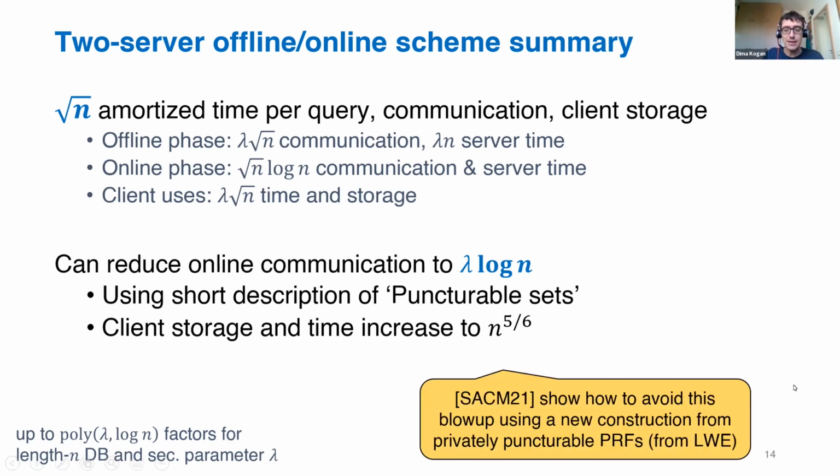And very recently, there's actually some new work by Shi et al. that shows how to avoid this blow up and get the best of both worlds. So, logarithmic communication and low storage and low client time. The caveat is that their construction uses bit heavier tools. They use privately puncturable pseudorandom functions that you can construct from learning with errors. So it's not quite yet practical, but asymptotically, it's a huge progress. And maybe there's more progress on the way.